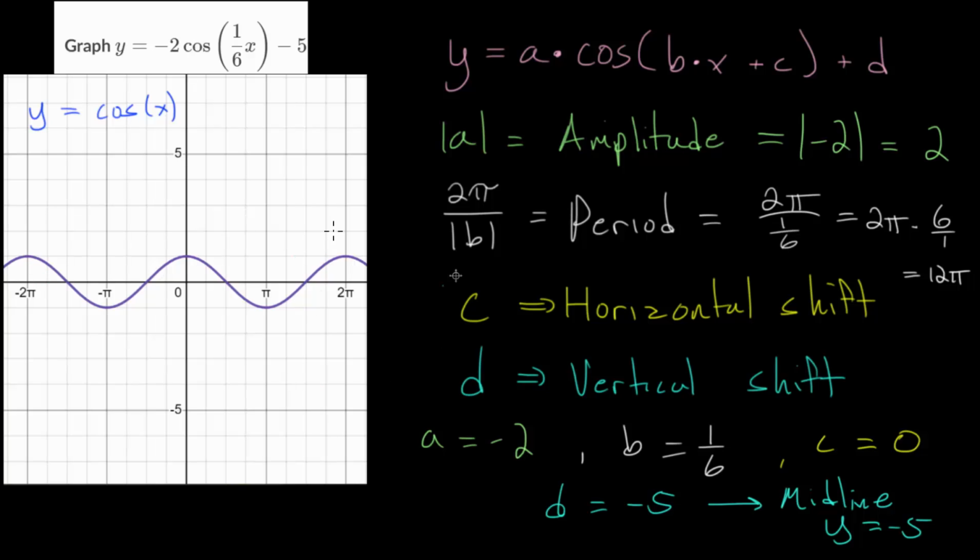Now, the big issue with graphing this is that the parent function goes through a period of 2 pi, and that's what we have scaled here, but we need a period of 12 pi.